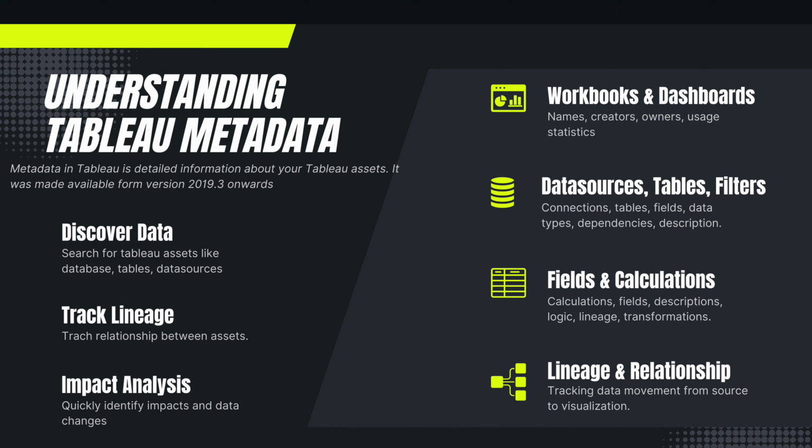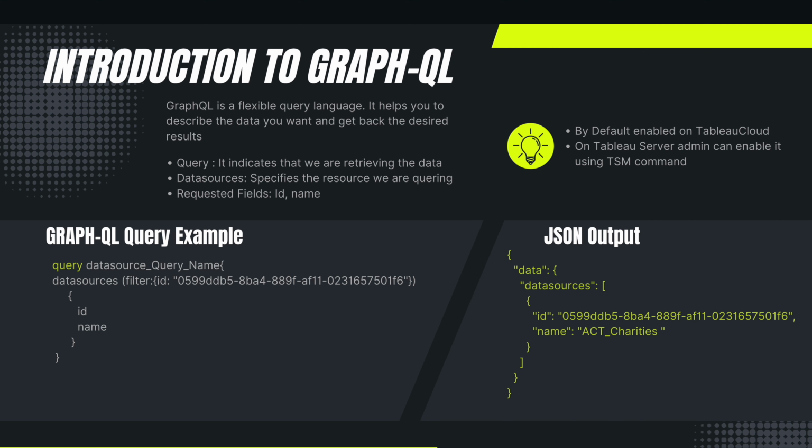Now, to effectively tap into this metadata, Tableau uses GraphQL, a powerful query language that lets you precisely fetch the metadata you need. It was developed by a team at Facebook and it's an open source tool. It helps you to describe the data you want and get back the desired results. So why GraphQL? Why do we need that? Well, because of its precision and efficiency. You request only what you need, no more or no less, improving query performance.